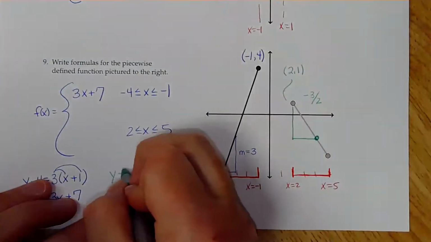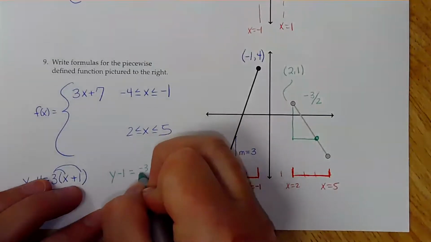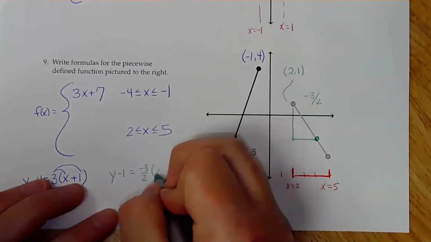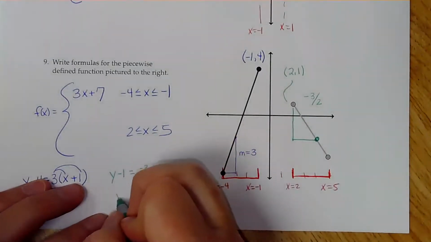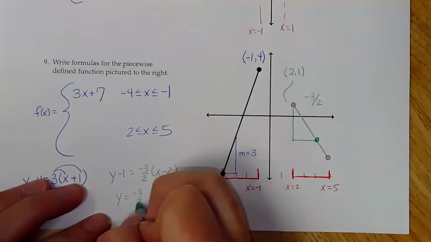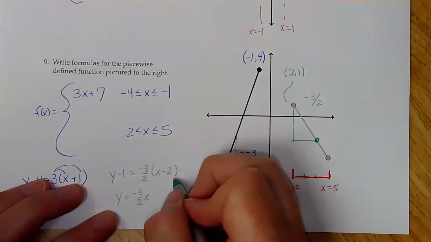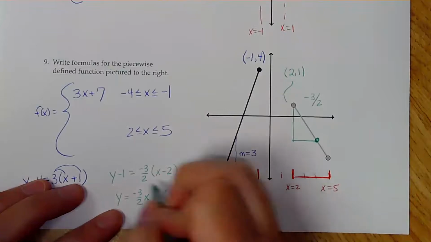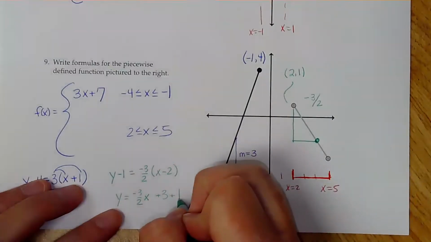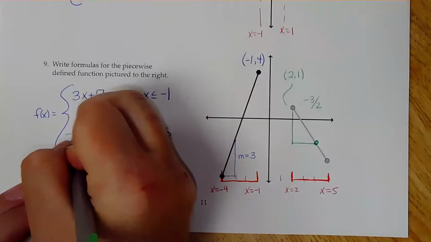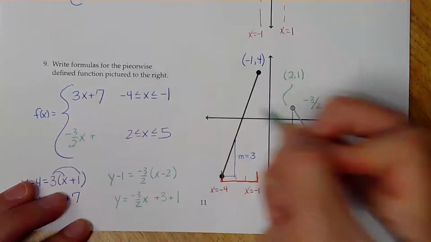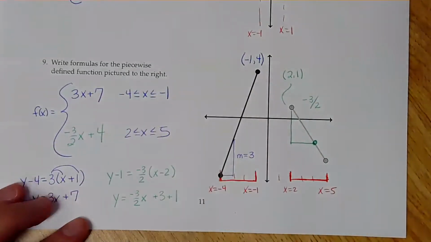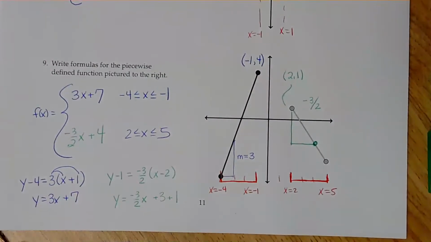So I have y minus 1 is equal to -3/2 times x minus 2. So y is -3/2 x plus 3, and then I'll move that 1 over, so plus 1. So I have -3/2 x plus 4. All right, and that gives you your piecewise defined function for this particular graph.